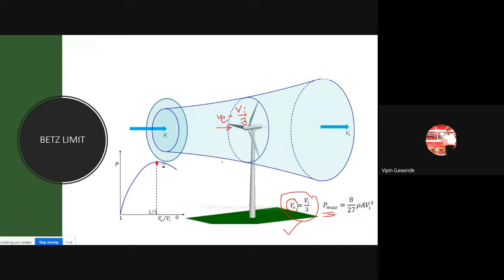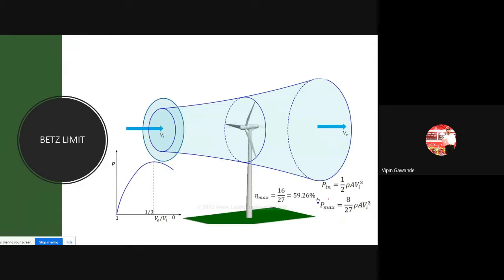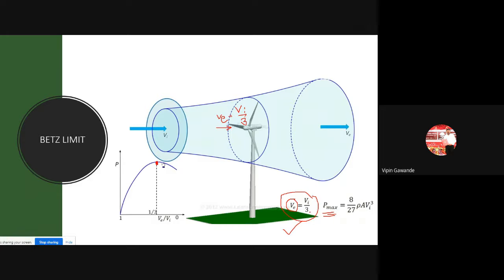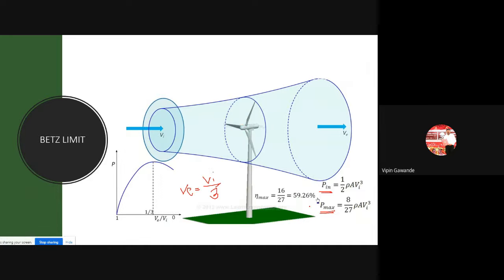And we know the input power. What is it? It is half rho A Vi cube, which we have seen in the initial slide. So the input power is half rho A Vi cube, and the maximum power is generated at the condition Ve equal to Vi by 3, or one third Vi. There we get the maximum power, that is 8 by 27 rho A Vi cube.